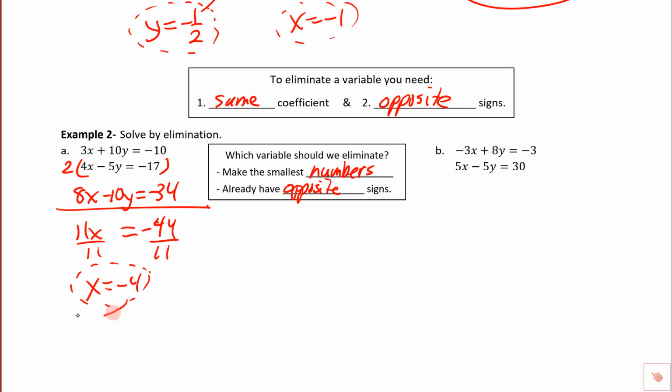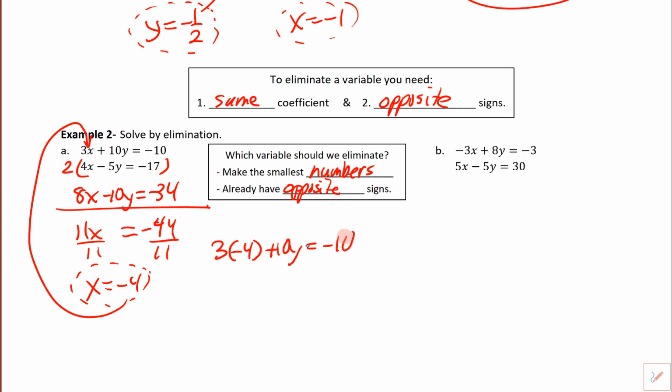So here's what we're going to do. I'm going to plug it into this one right here, and the reason is there's only one negative in it. These are all fairly nice numbers. This one has two negatives and one of the numbers is negative 17, which is probably a little harder to work with. So we're going to write down 3 times negative 4 plus 10y equals negative 10.